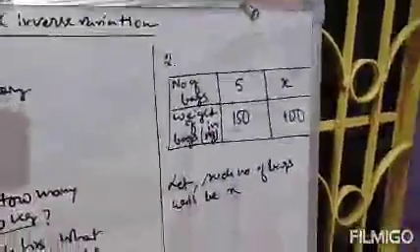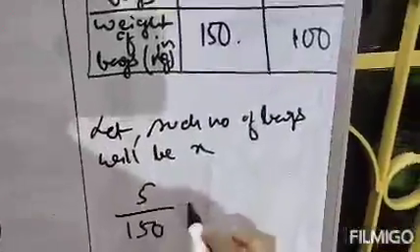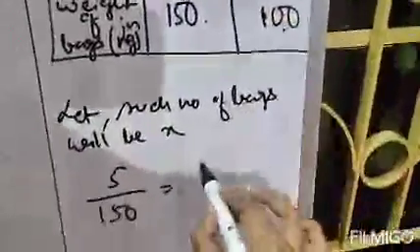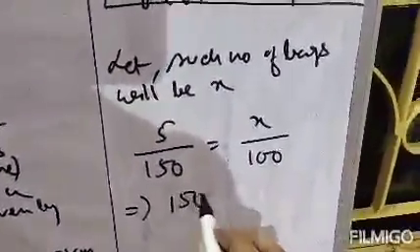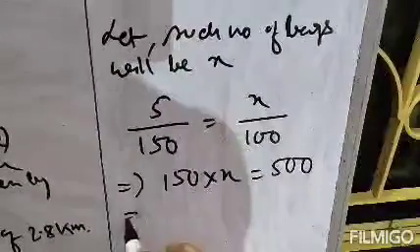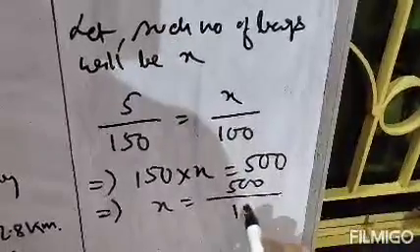As it is a case of direct variation, x by y is your constant. That is the rule. So we will take x by y. So this is your x, this is your y. Now this is your x, this is your y. That means x by y. Clear? Now solve for x. So just cross multiply: 150 into x, and this is 5 into 100. That means 500. Now x is 500 over 150.